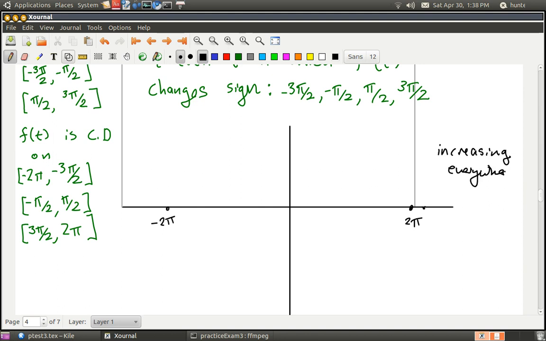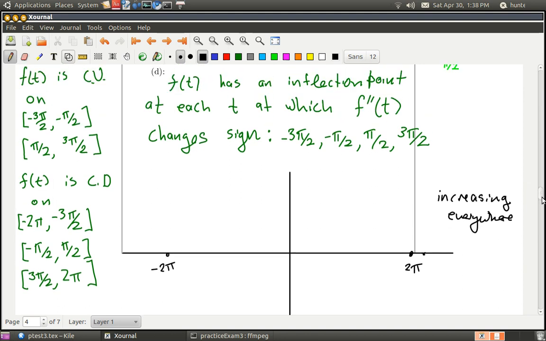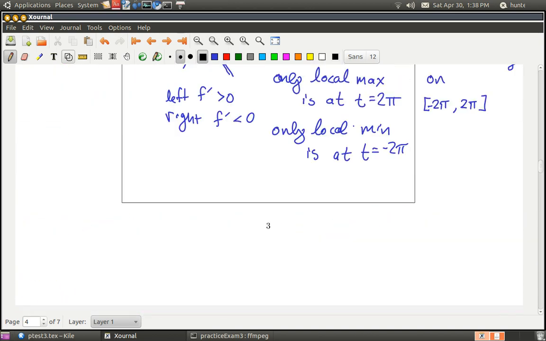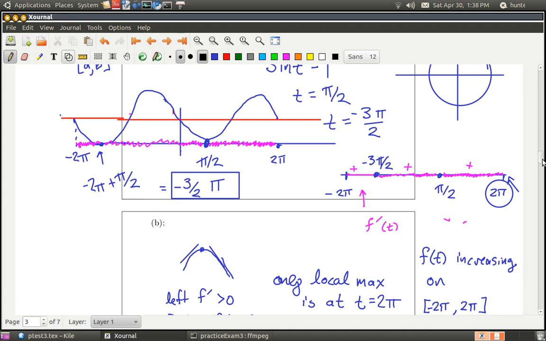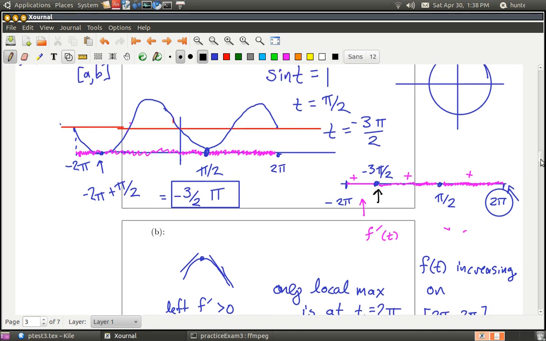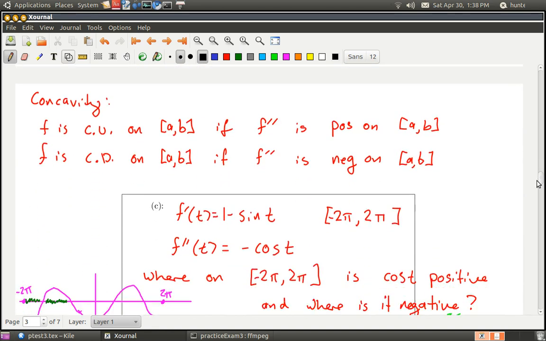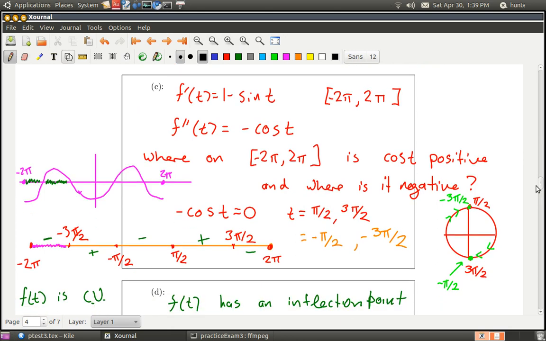Alright, and so what do we know? Let's recall what we learned from these other questions. We know that the function is increasing everywhere. But let's be a little bit sensitive to what we learned about the first derivative. When we looked at the first derivative, we saw that it was positive everywhere, but it does have little flat places, right? Like right here it's 0.